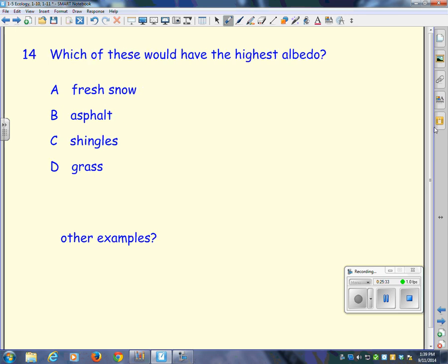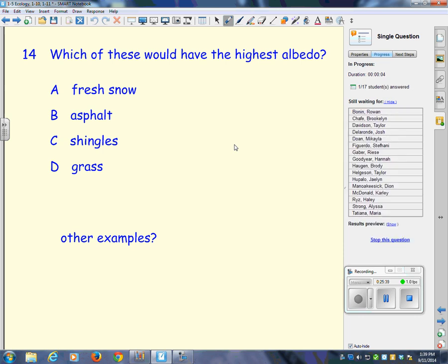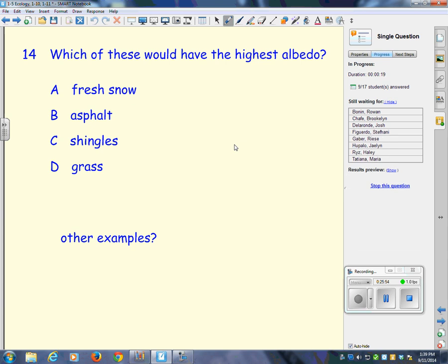So, which of these do you think would have the highest albedo? Would it be fresh snow, asphalt, shingles, or grass? Which one would reflect the most light? You've probably been outside in the wintertime, and it can be incredibly bright out there on a bright sunny day when we've got fresh snow on the ground.